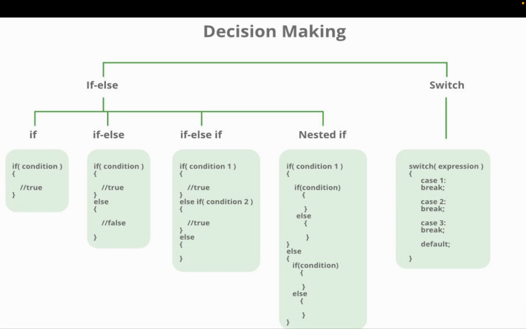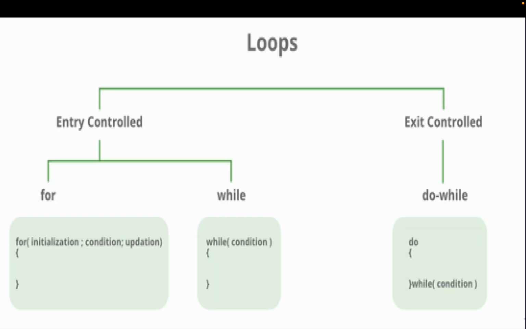If no case is found to be matched, then we have a default statement which will run. Then we have a loop. There are 2 types of loop basically. One is entry controlled and another is exit controlled. In entry control, the checkpoint is at the entry gate, something like that. When we are about to enter the loop, there is a condition which we need to fulfill. If that condition is fulfilled, only then do we get entry inside that loop.